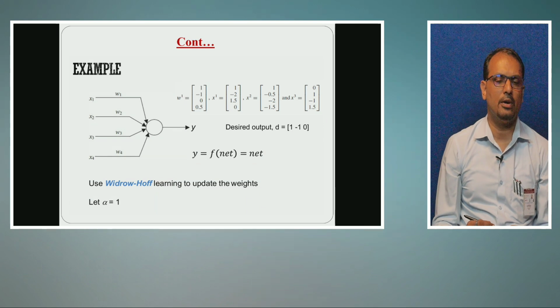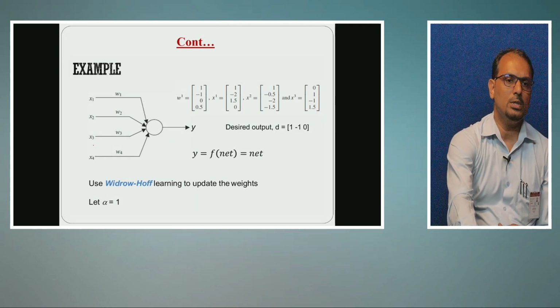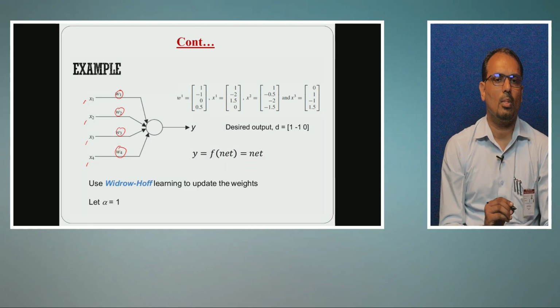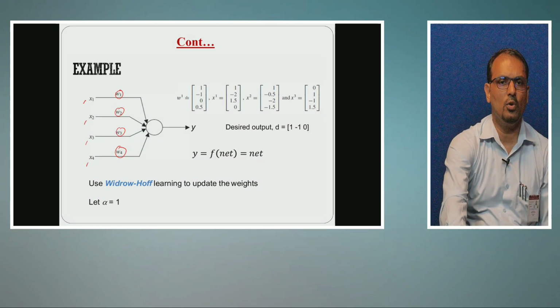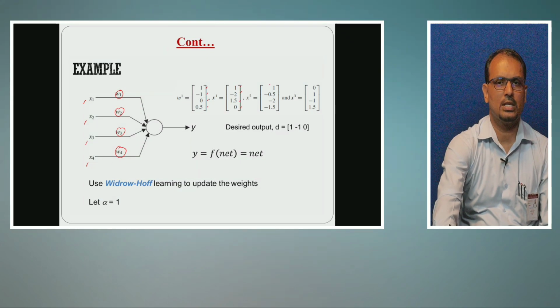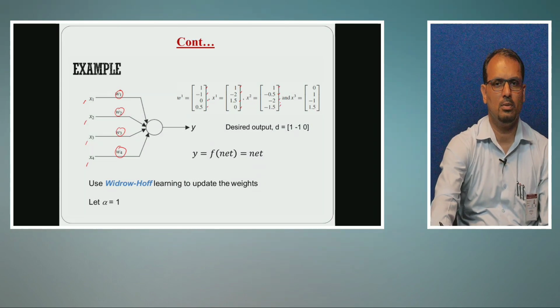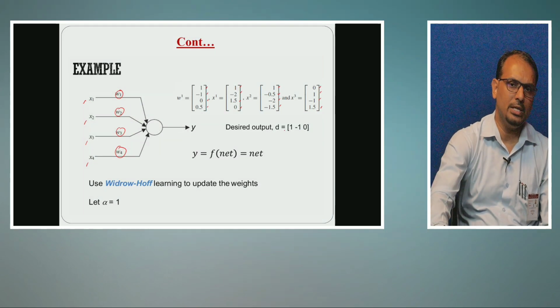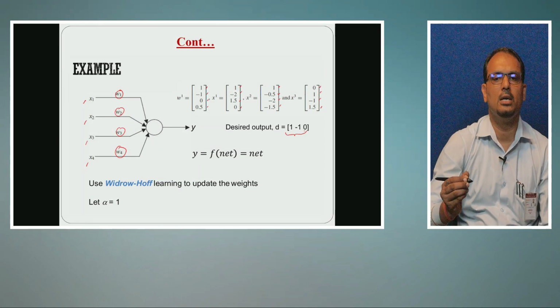Now we will come to the example so that everyone can understand how exactly this algorithm is working. Here I consider 4 inputs, x1, x2, x3 and x4. With respect to that, we now know there are 4 weight values, w1, w2, w3 and w4. Initially we mentioned the w1 values: 1, minus 1, 0, 0.5. x1: 1, minus 2, 1.5, 0. x2: 1, minus 0.5, minus 2, minus 1.5. x3: 0, 1, minus 1 and 1.5. And they mention also the desired outputs here: 1, minus 1 and 0.